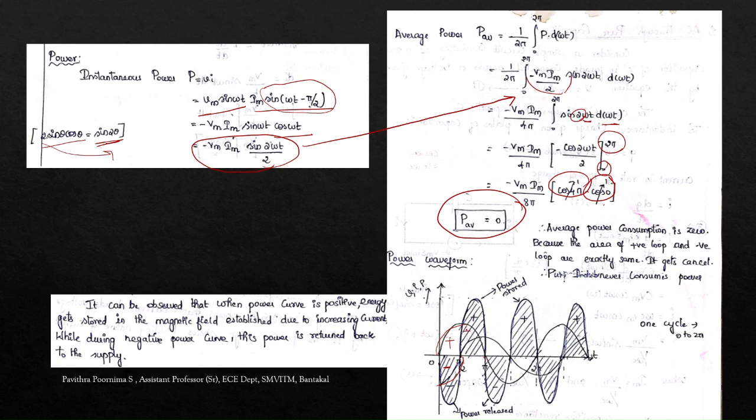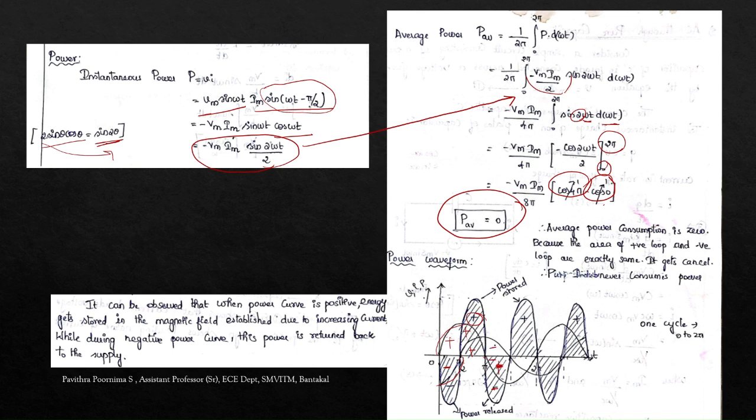So in this pi by 2 to pi, the voltage is positive, and even the current is positive. Plus into plus is plus. And the next, third instant, pi to 3 pi by 2. In this instant, the voltage is negative, and the current is positive.